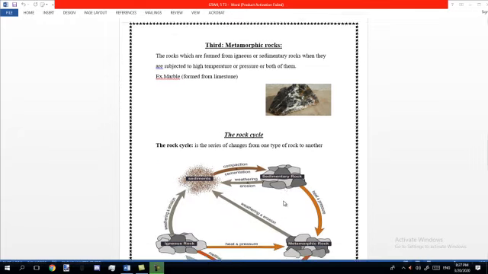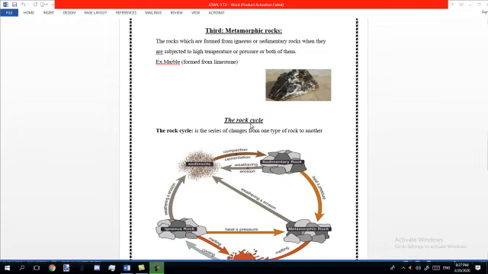Now we still have the rock cycle. Let's first know the meaning of the word cycle. The word cycle means you start from a point and return back to the same point. So any cycle is like a circle. You start from a point, go around and reach it again. So the rock cycle is a cycle of rocks, meaning you can start from any type of rock, go around and return to it again. The rock cycle is the series of changes from one type of rock to another.